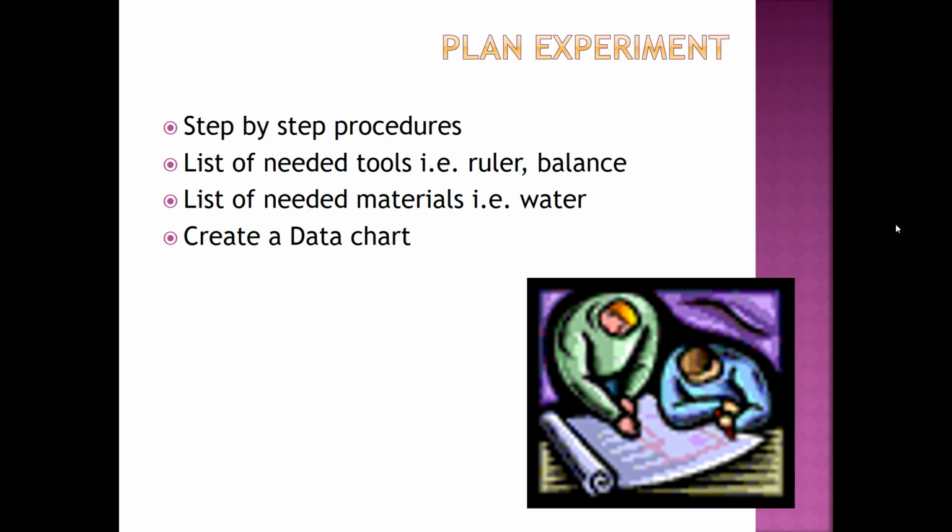And then we need materials. We need a list of materials. Obviously, if we're going to boil water, we need water. I might even put pencil, paper, stuff like that you need to plan this experiment, to do this experiment. Last but not least, we're going to create a data chart.